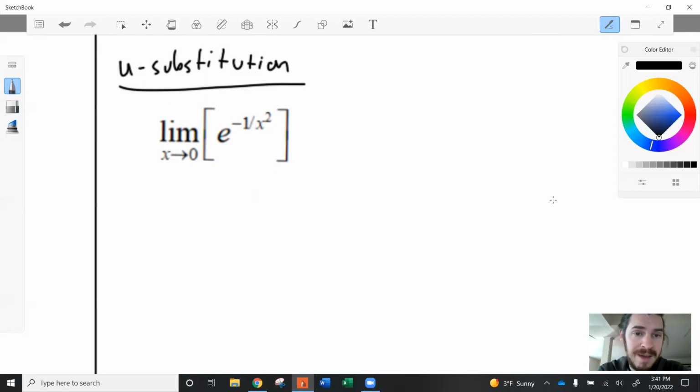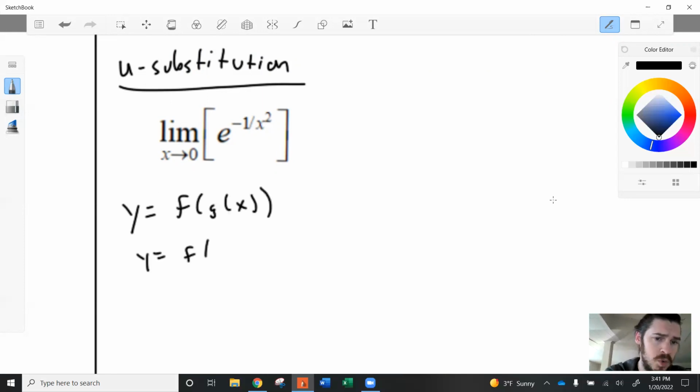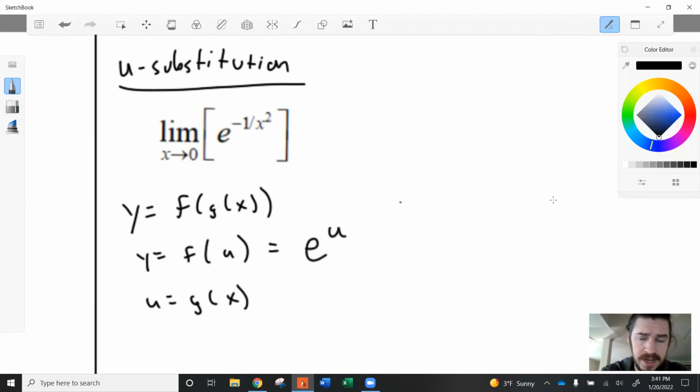So since we have a composition of functions here, I'm going to write it out. y equals f of g of x. So y equals f of u, and u equals g of x. f of u is our outer function. That overall situation here is an exponential. e to the power u in particular is our outer function. g of x would be our inner function, the u, and that's what's going on inside there. It's negative 1 over x squared. I'm going to write it in the vertical fashion.